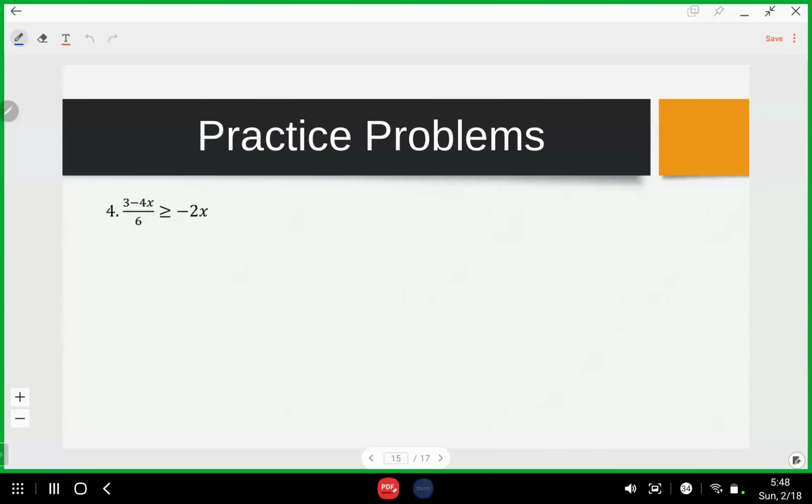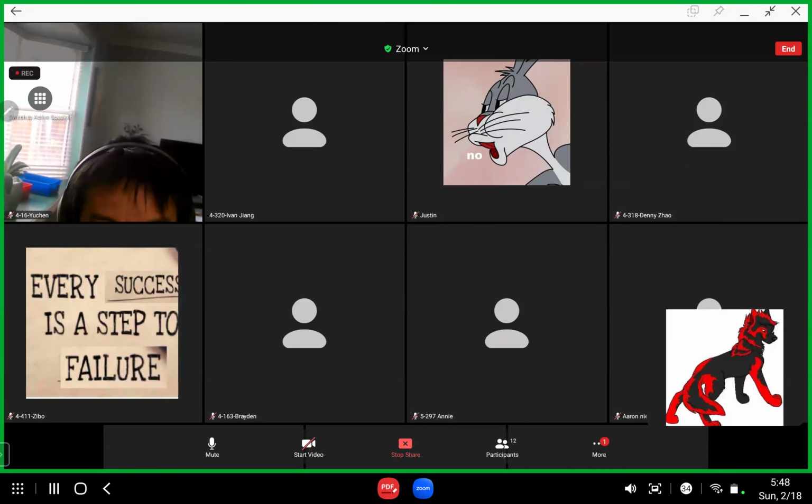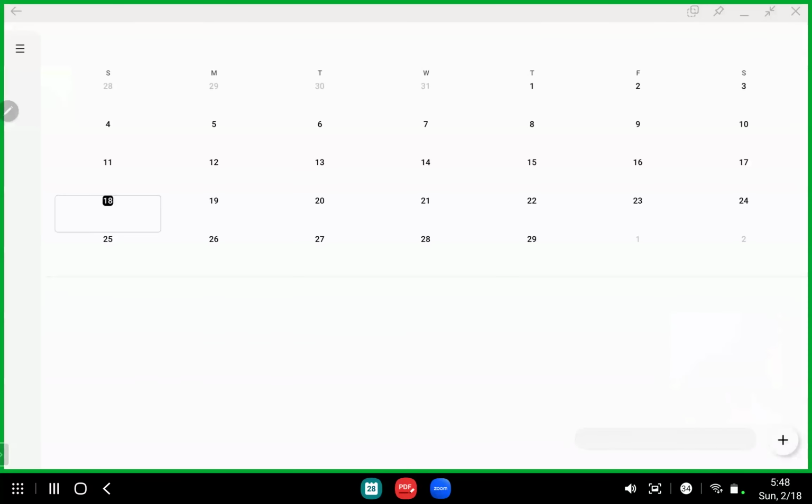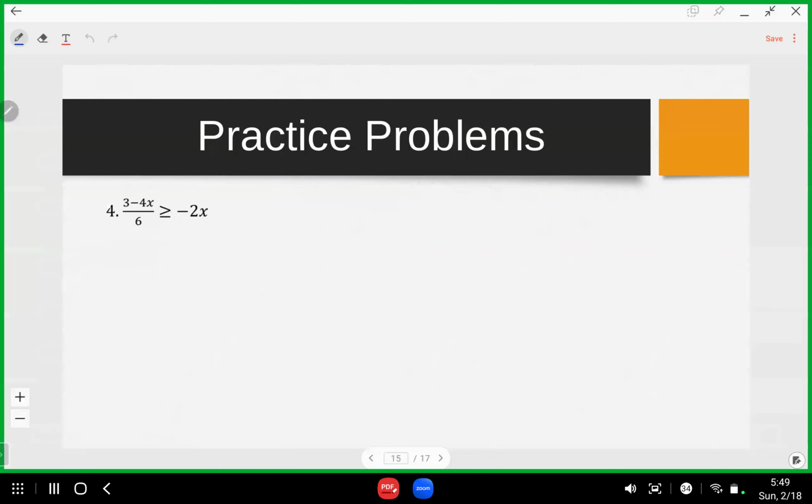Alright, so let's go over this one. What is it? -3 is negative. Let's see here. Less than or equal to 3/16. Actually, let me give you a little bit more time to do this one, then you get more answers.